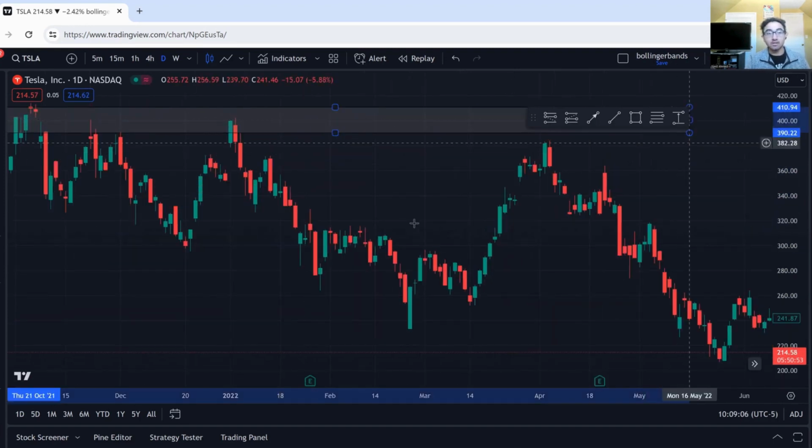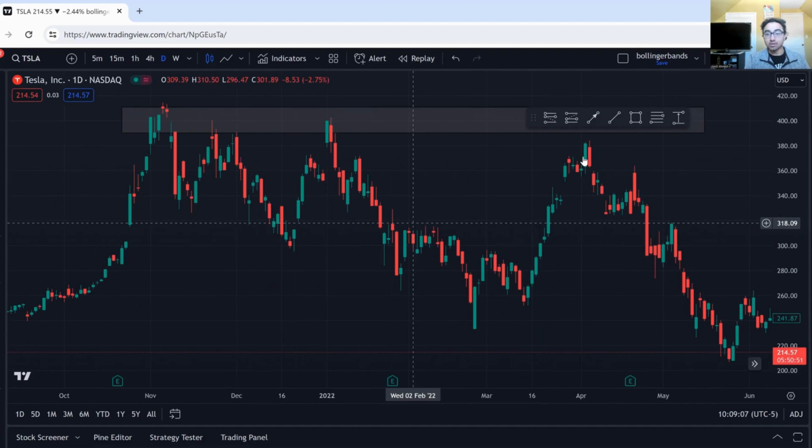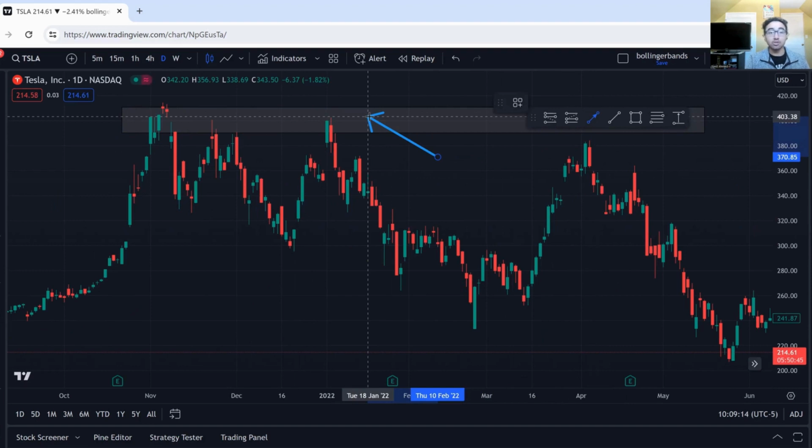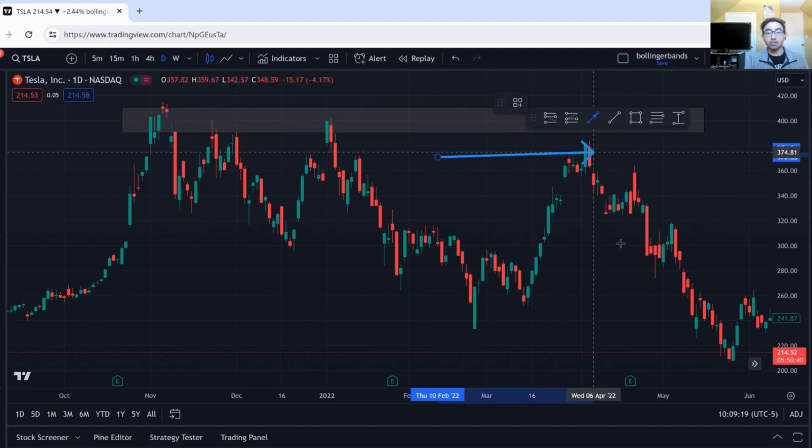Now you'll notice, guys, that the level I drew doesn't encompass this point right over here as well. You'll notice that this point over here is not encompassed in this resistance level. So you might say to yourself, hey, this isn't technically touching resistance and it went down anyways.